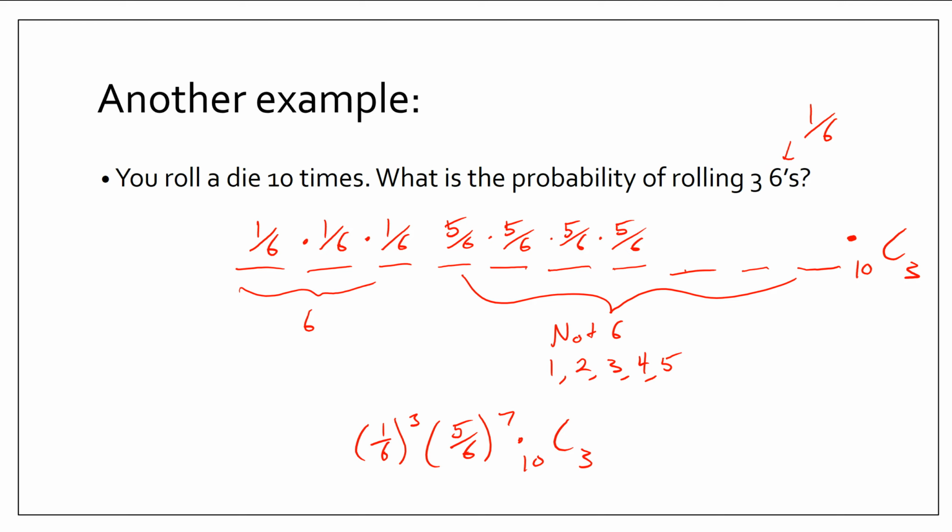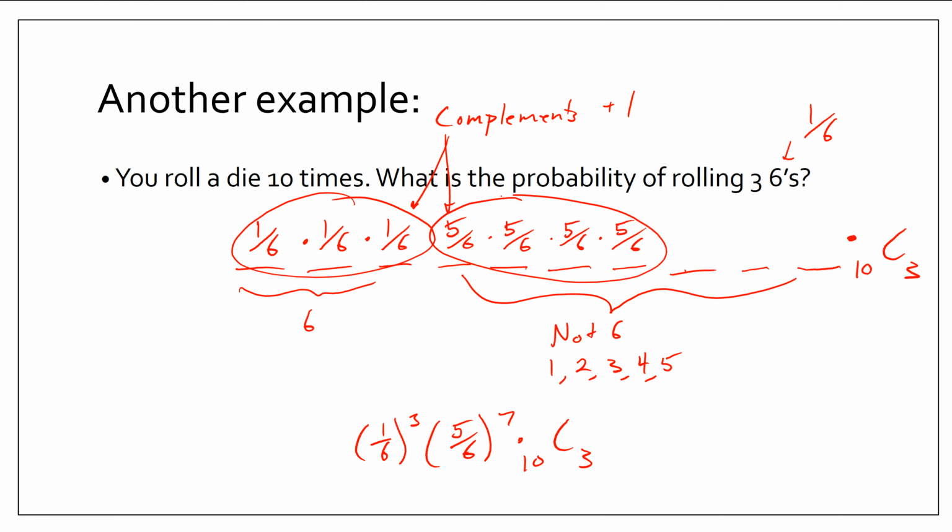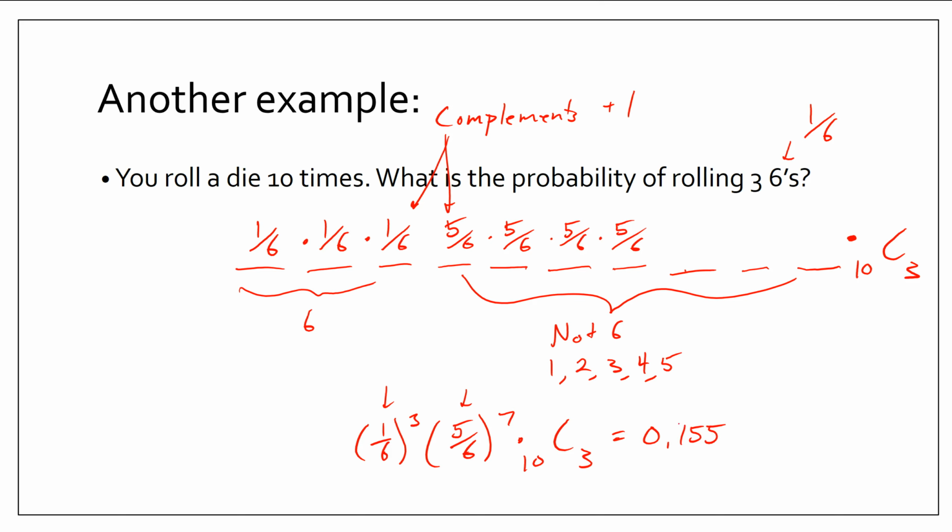That 1/6 and 5/6, aren't these complements, right? These are complements, meaning they add up to 1, right? Because here are the 6's. Here is everything else for each of them. So this 1 out of 6 and this 5 out of 6 are complements. So I'm almost done calculating this. 10, choosing 3. The probability is 0.155. So around 16 or 15%.